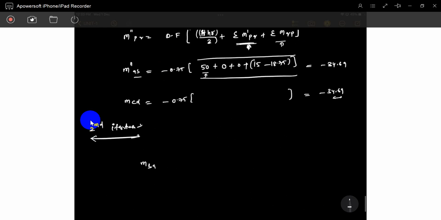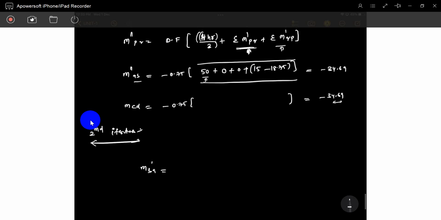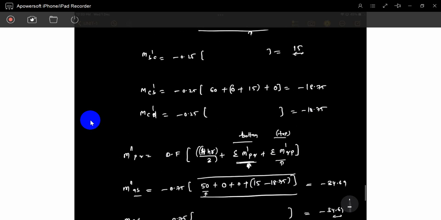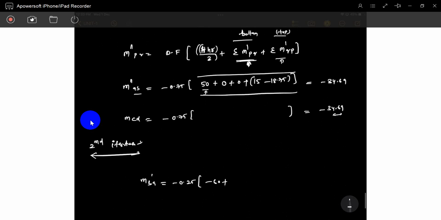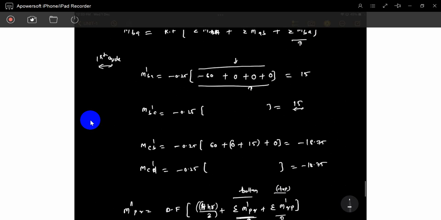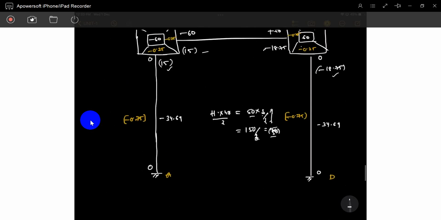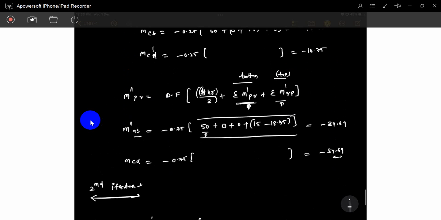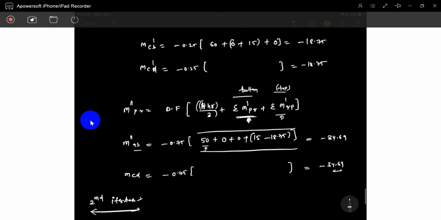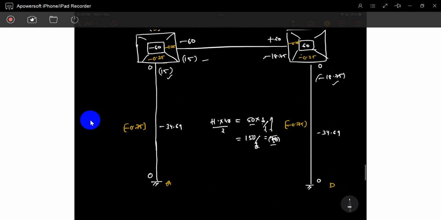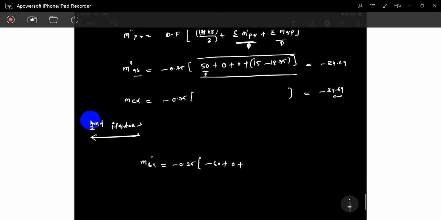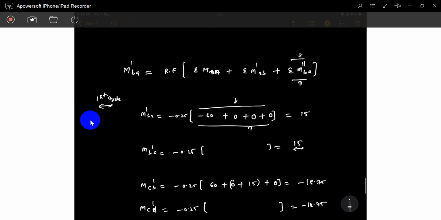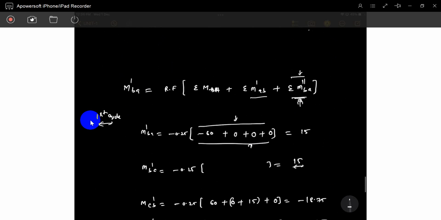Go to second iteration. Again, MBA: 0.25 times the sum of the fixed end moments, minus 60. Rotational contribution from far ends: from A it is 0, and from C now it's 18.75, plus this thing.